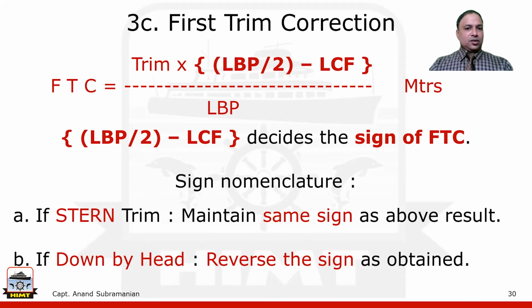If for some reason, in the numericals or in the actual conditions, you're down by head, then whatever answer we get over here, the sign is reversed. So if you get a plus value, then you put it as a minus value. If you get a minus value, then a plus value. In case you have a stern trim, maintain the same sign as whatever you get over here. So don't change the location of this LBP by 2 minus LCF. Just retain it as it is given in this formula.